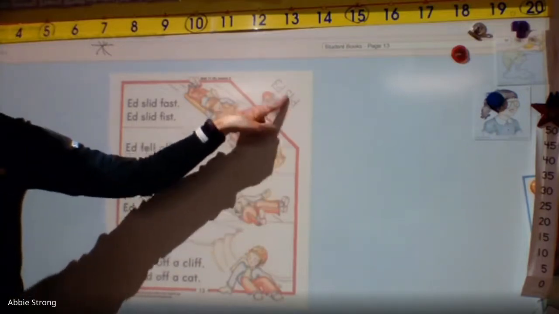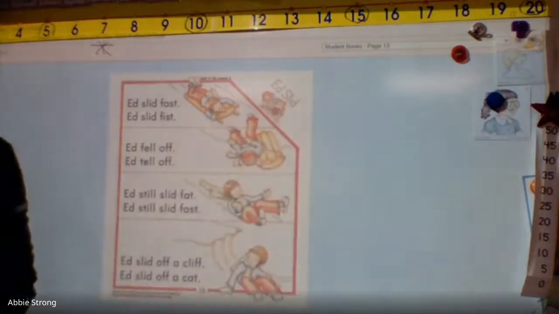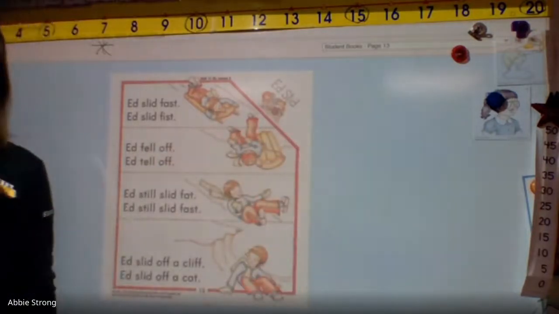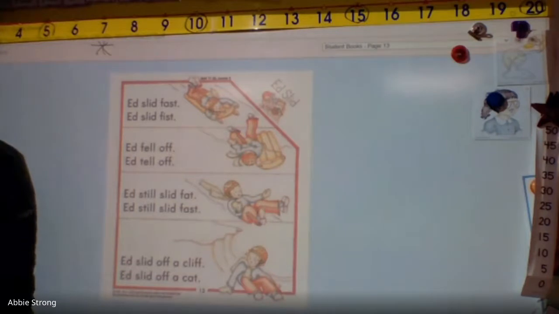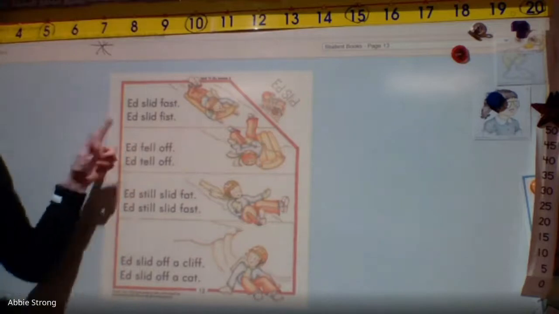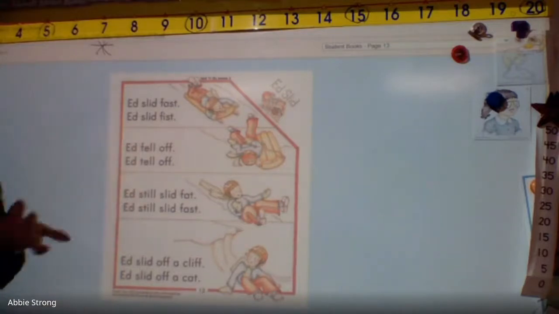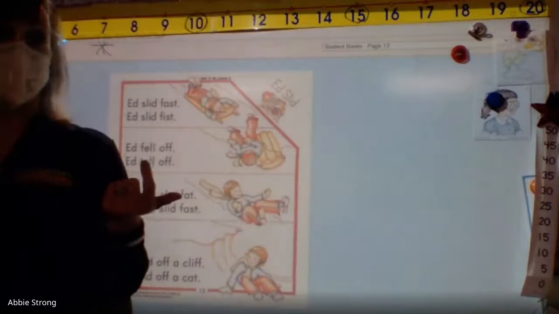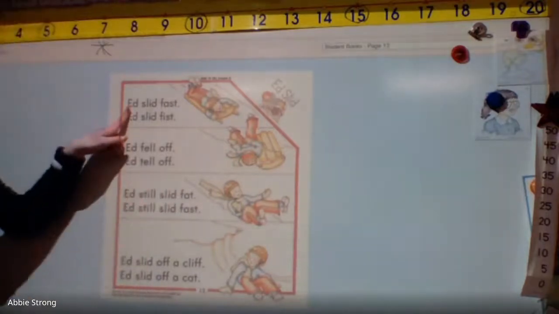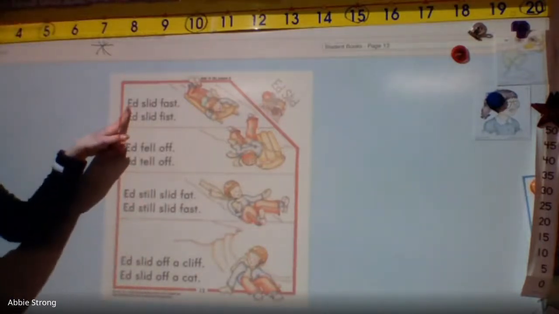slid. Slid. When we went outside on our snow mountain on Monday, wasn't it kind of fun to slip and fall and slide down that big snow mountain? Yeah. That's what our friend Ed is doing in this story. He's outside on his new sled, and we're going to find out what happens. So put your finger on the first line, and here we go.